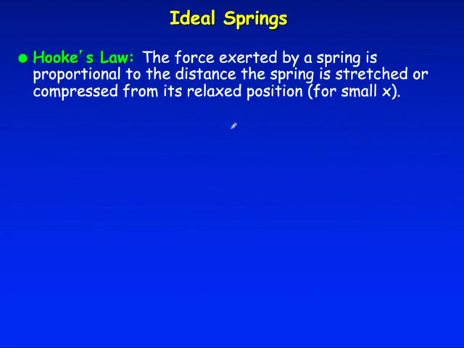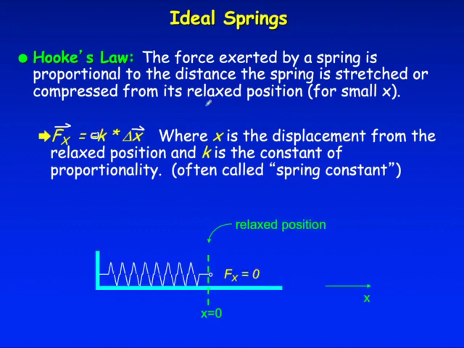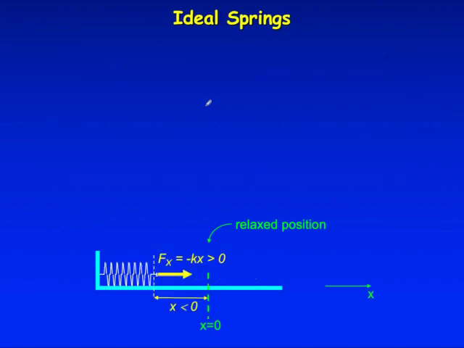So ideal springs. Remember again, for an ideal spring, k is the spring constant, and the negative sign just indicates that the displacement and this restoring force are always in opposite directions. That's what that negative sign there means. At the relaxed position, there's no displacement, and so the restoring force is 0.